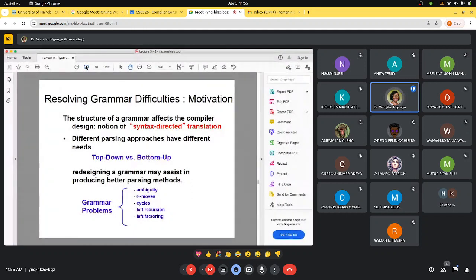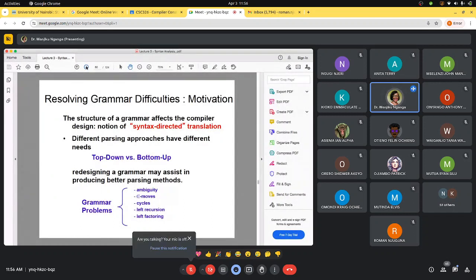That way you're able to very quickly decide whether the token stream is a valid string as per the CFG that you define. But before we get there, we have to make sure that our grammars do not have these challenges. The problems that we might encounter in our grammars, the first one, of course, is ambiguity. Then we have lambda moves or epsilon moves. We have cycles, we have left recursion, and there's something called left factoring. We're going to go through each of these as we go through the course, and figure out how to eliminate these challenges so that we're able to apply the parsing strategies.